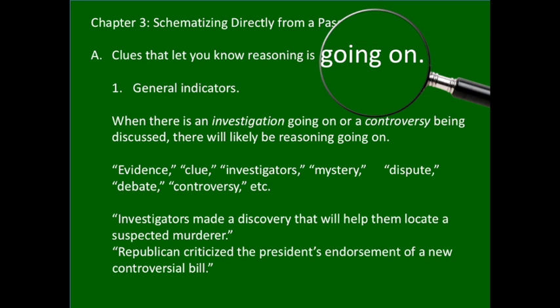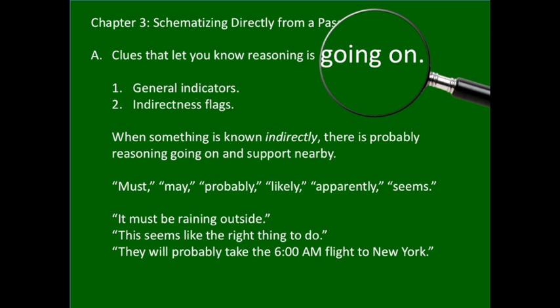The second group of clue words or flags are indirectness flags. When something is known indirectly, there is probably reasoning going on and support nearby. Again, what is known indirectly might be about any number of different topics, but look past the topic to see if there are words like must, may, probably, and so forth. It must be raining outside. This seems like the right thing to do. Those clue words often point to the presence of reasoning.